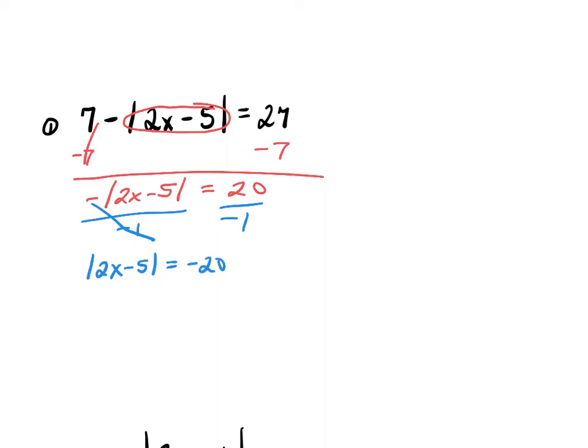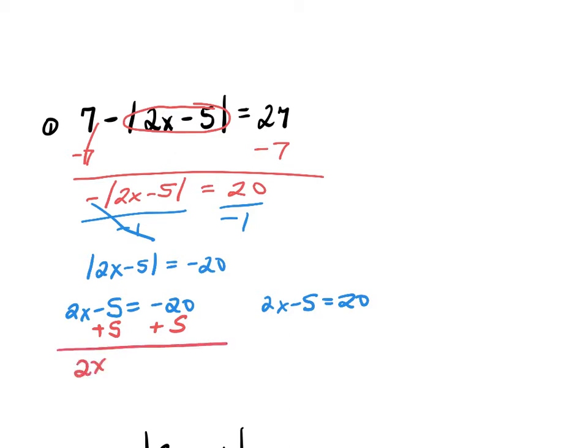Now that my absolute value is by itself, I separate into two different equations. 2x minus 5 equals negative 20. 2x minus 5 equals positive 20. And now we just solve. Add 5 to both sides. So 2x equals negative 15. Divide by 2. And you get x equals negative 15 over 2. Okay, that's my first answer.